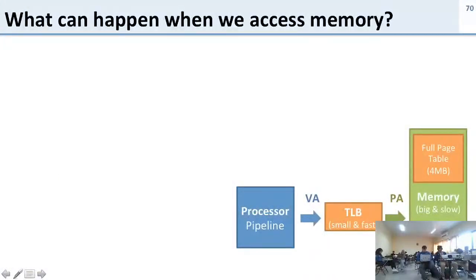Now, what can happen if we go to access memory? So this is the setup we've got here. Our processor is giving us virtual addresses. We go to our TLB to try and do our translation. It gives us our physical address. We go to memory. If it's not in the TLB, we're going to have to go get it from the full page table. So there are 2 things that can happen. Our page can be in RAM. If our page is in RAM, the worst that happens is we have to go to the full page table to get the page table entry so we can find it.